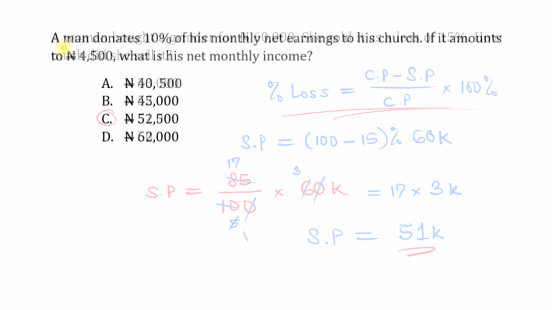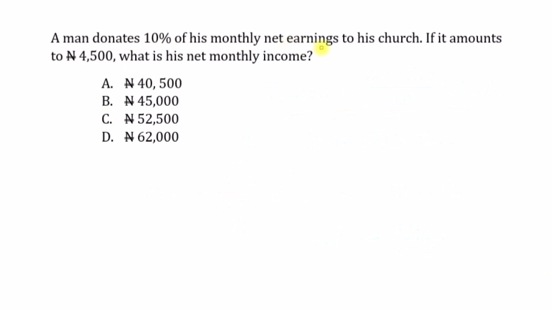All right, a man donates 10% of his monthly net earnings to his church. If it amounts to 4,500, what is his net monthly income? I don't think I need to work this, and I'll leave it for you students to leave your answer in the comment section. Look at this, 10% is paying his tithe. So if he's paying his tithe of 4,500 naira, what is going to be the full amount that is taken home? Let me know in the comment section.